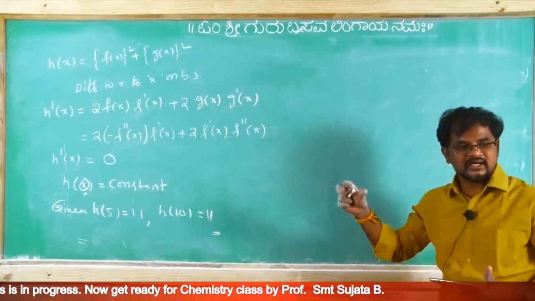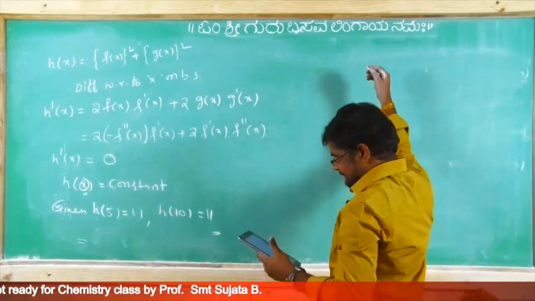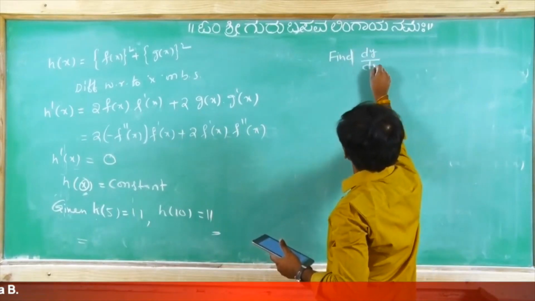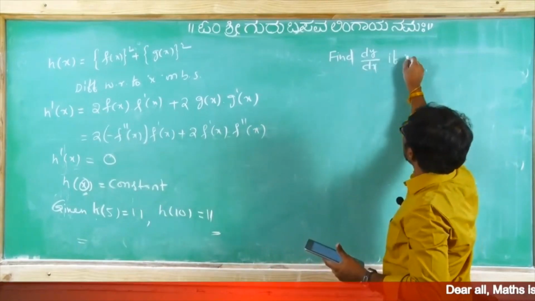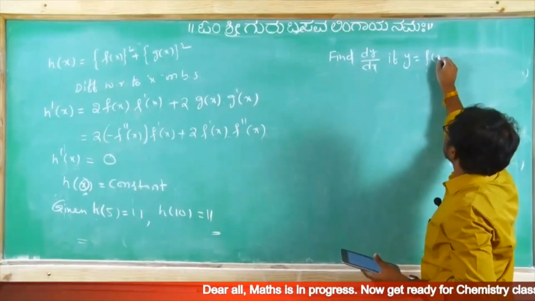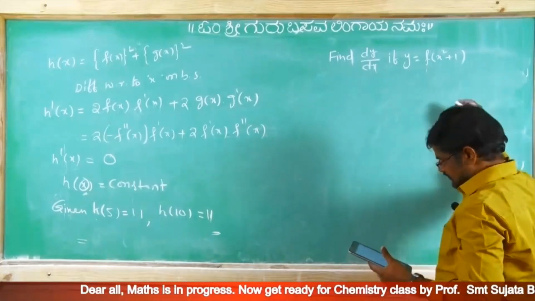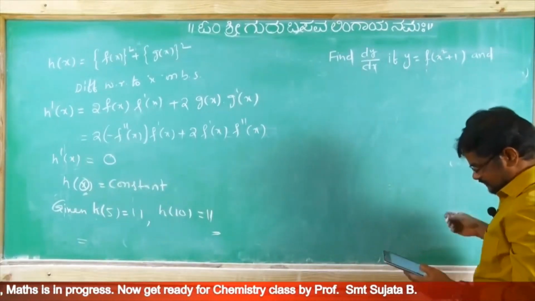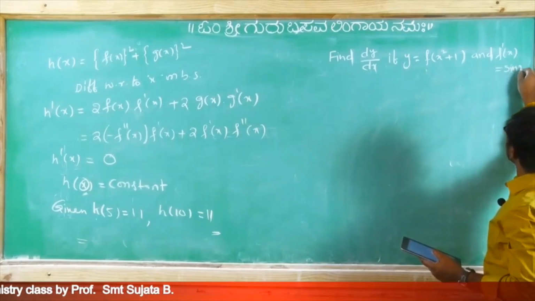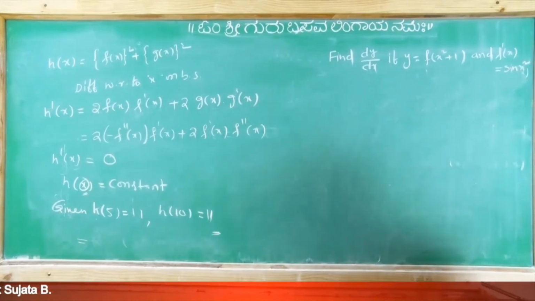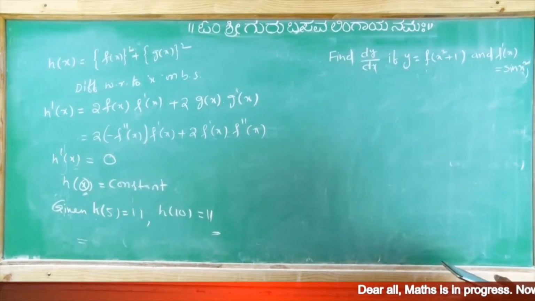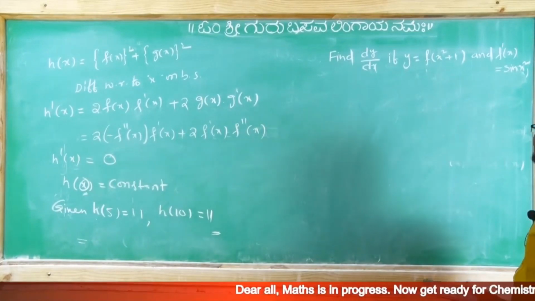Let us take one more problem. These are other model problems. Find dy by dx if y equal to f of x square plus 1 and f dash of x equal to sin x square.